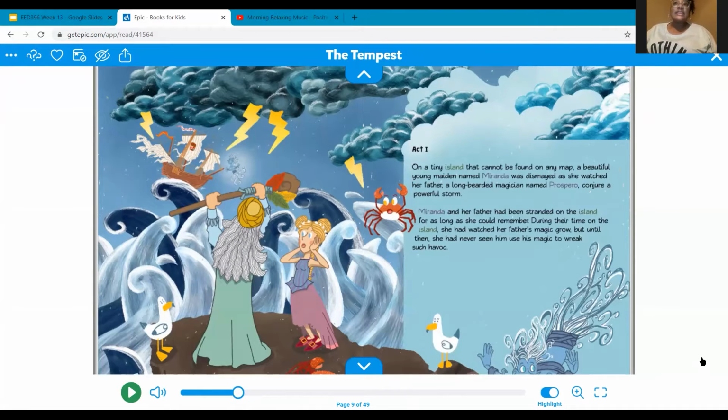On a tiny island that cannot be found on any map, a beautiful young maiden named Miranda was dismayed as she watched her father, a long-bearded magician named Prospero, conjure a powerful storm. Miranda and her father had been stranded on the island for as long as she could remember. During their time on the island, she had watched her father's magic grow, but until then, she had never seen him use his magic to wreak such havoc.